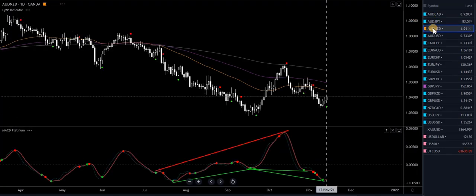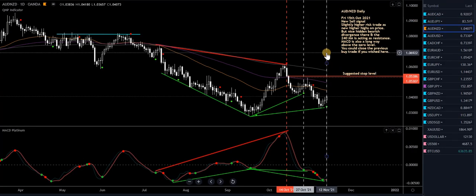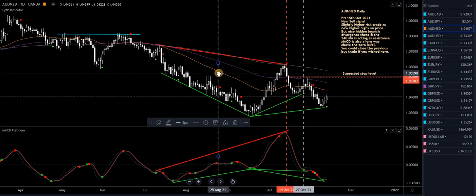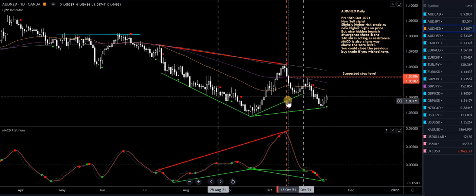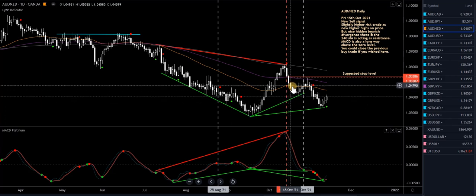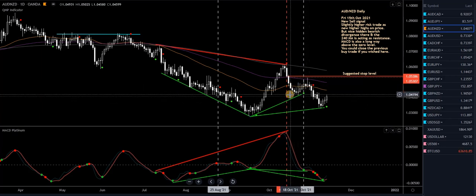Aussie New Zealand, it's highlighted in orange. There's a reason for that. I'll move this grey line out of the way. All right. So we're in a sell from back here. So that was the 15th of October. We're still in that sell. It's been tightened right up.